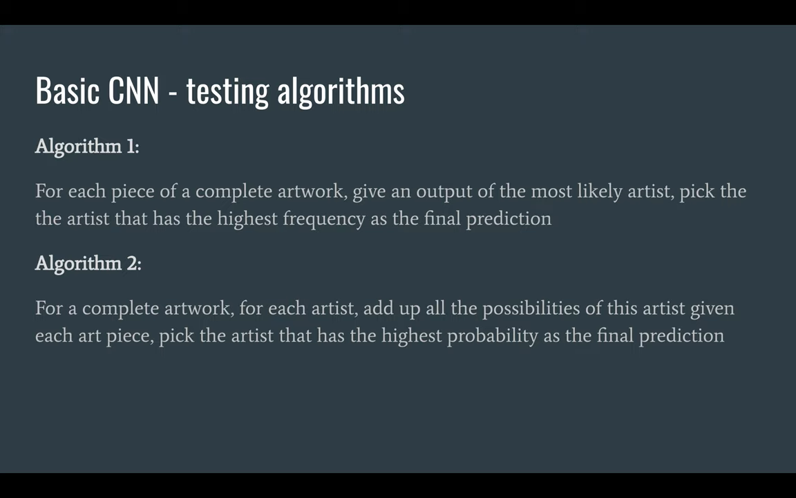For the testing algorithms of our basic CNN model, we tried two algorithms. The first algorithm: for each piece of a complete artwork, give an output of the most likely artist, and pick the artist that has the highest frequency as the final prediction. The second algorithm: for a complete artwork, for each artist, we add up all the probabilities of this artist given each art piece, and pick the artist that has the highest probability as the final prediction.